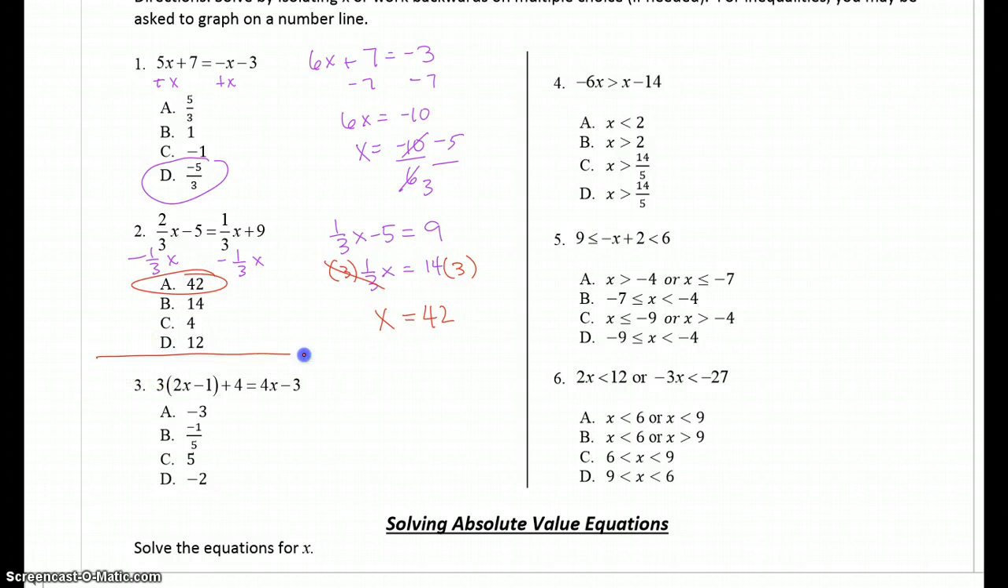I would like you to pause the video and do number 3. Remember, you are going to have to distribute here before you combine like terms.